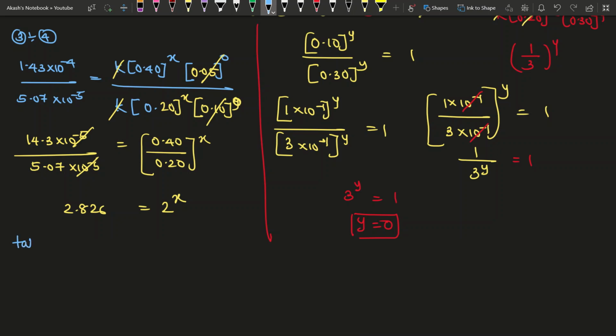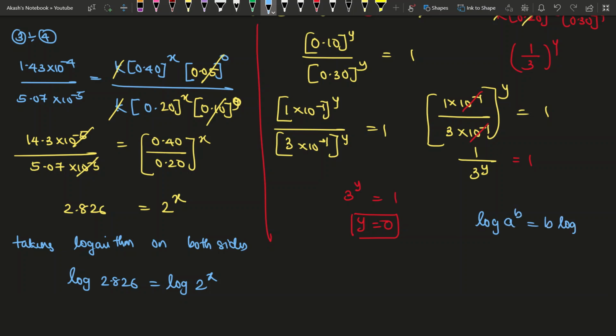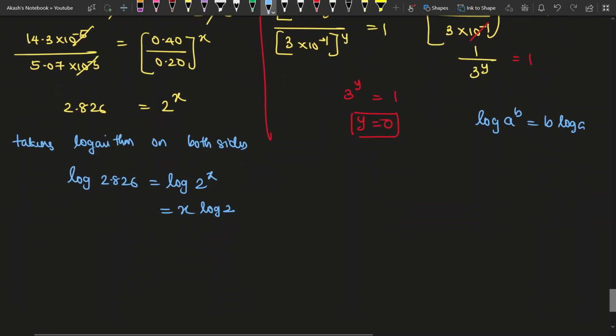So taking logarithm on both sides, what will you get? You will get logarithm of 2.826 equal to logarithm of 2 raised to x. There is an expression log a raised to b equal to b log a. So log 2 raised to x can be written as x log 2. When this question comes in the examination, they will give you the value of logarithms which are unknown. They will give you log 2.826, which is equal to 0.4511. This value will be given in the question paper. Log 2 you should know because it is already used in the chapter. Log 2 is equal to 0.3010.